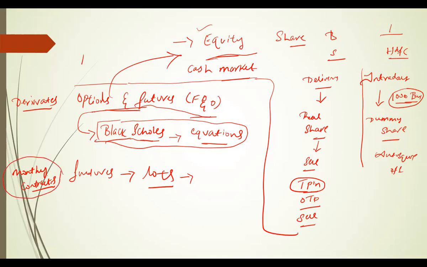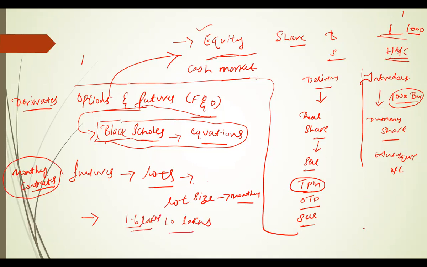Each month the contract will expire, a new contract will come in, and the prices will vary for the next month. Here it's not like in cash, where you can purchase 1, 2, 3, or 1,000, 10,000 or 1 lakh shares. Here you have to purchase in lots, and the lot size will vary monthly. For trading in futures, you must have a minimum of around 1.6 lakhs to 10 lakhs. Without this, don't come here. In cash you can start from 1,000 rupees or even 100 rupees, but here it's minimum 1.6 to 10 lakhs. So this is with respect to futures.